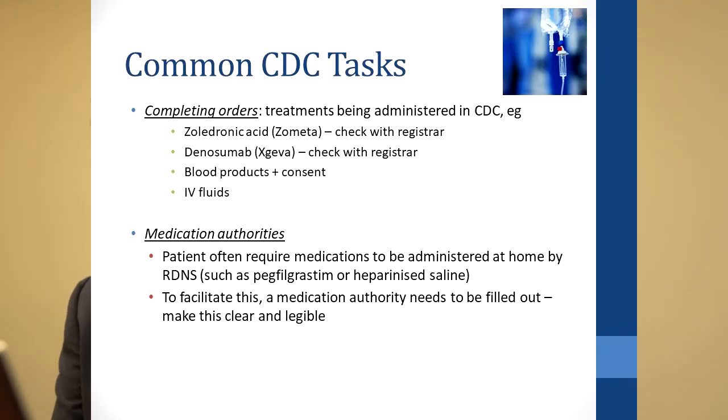Completing orders for treatment such as zoledronic acid, denosumab, blood products, and IV fluids can be part and parcel of what is expected, but certainly for Zometa and Xgeva, do check with the registrars if you are uncertain. Some medication authorities are required, and we do hope that you can help us. Patients sometimes require medications to be administered at home by RDNS, such as pegfilgrastim or heparinised saline. Please help us write those medication orders.